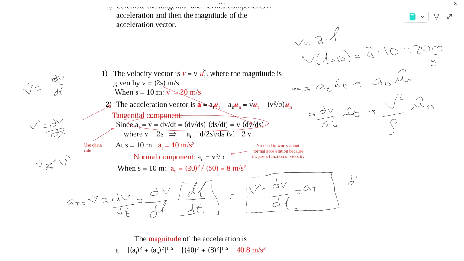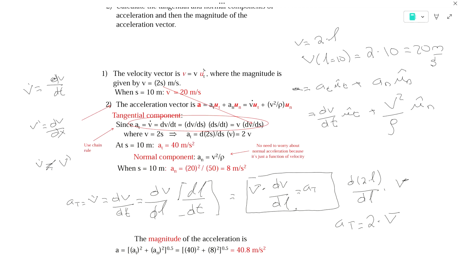of 2L with respect to L, dL, times dL/dt, and dL/dt is my velocity term. In that case, the derivative of 2L with respect to L is 2, and this is just velocity. So my tangential acceleration is 2 times v.